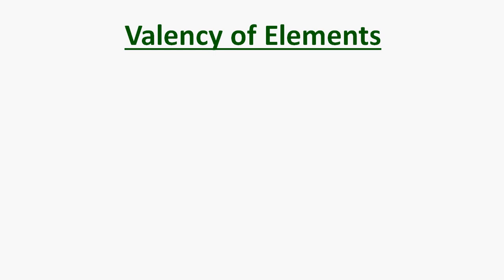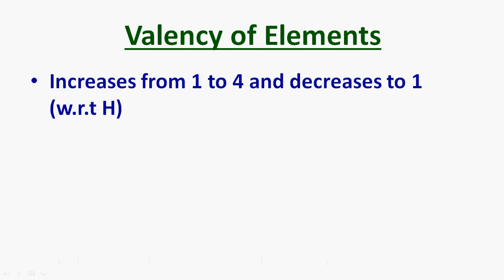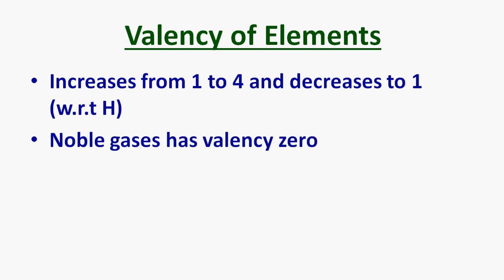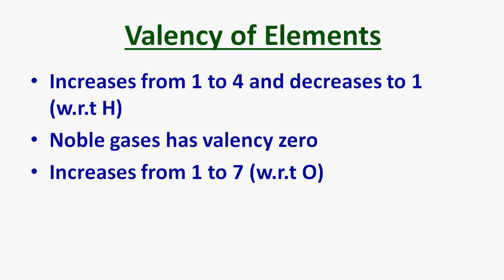Okay, so the next characteristic we have here is the valency of the elements. Okay, so as one moves from left to right in a period, the valency of elements with respect to hydrogen increases from 1 to 4 and then decreases to 1. Okay, so this is with respect to hydrogen. You know, H is the symbol for hydrogen. When we talk about with respect to hydrogen, it increases from 1 to 4 and again decreases to 1. Okay, and the noble gases always have valency 0.